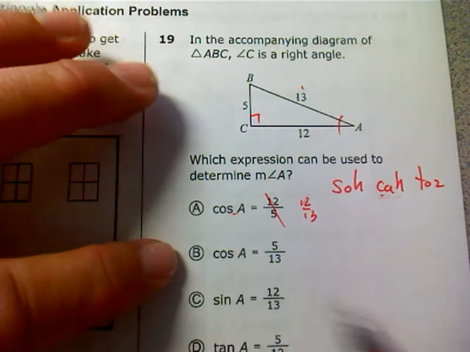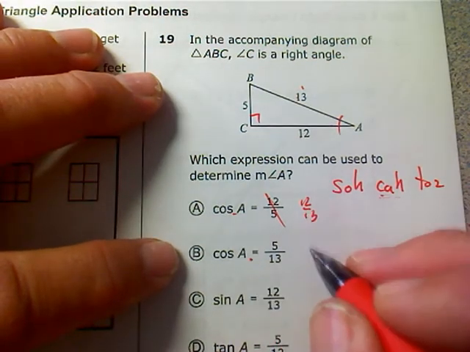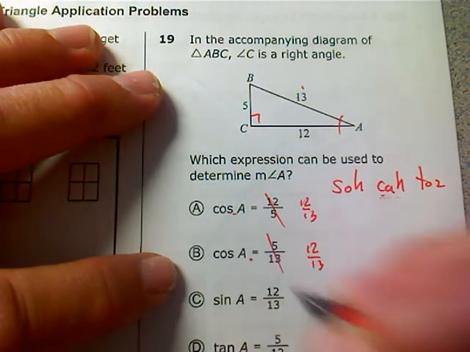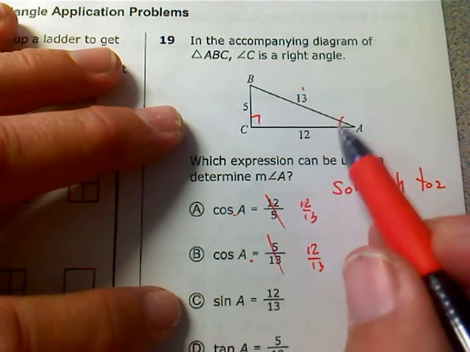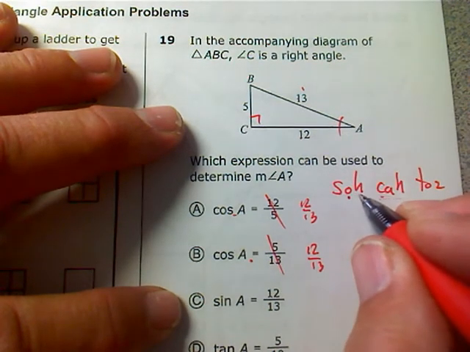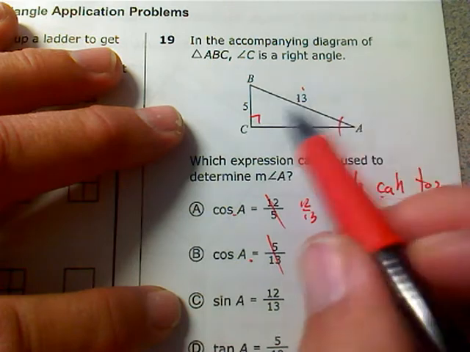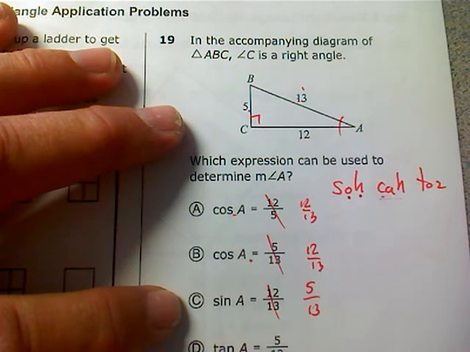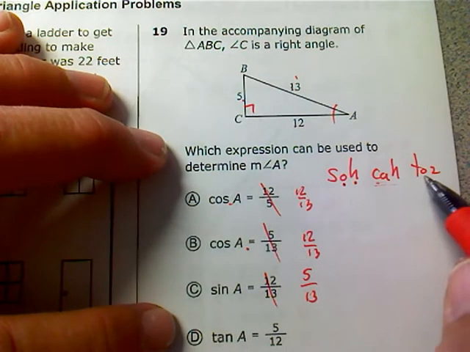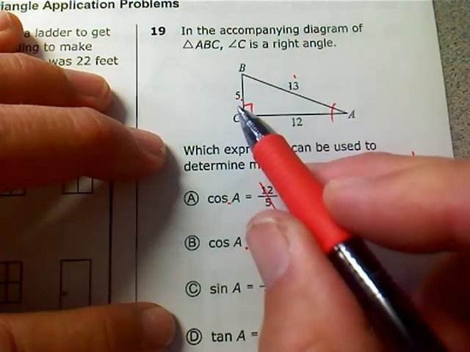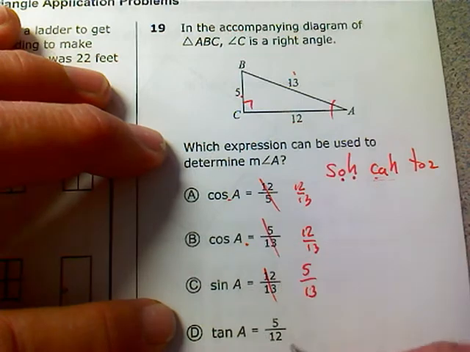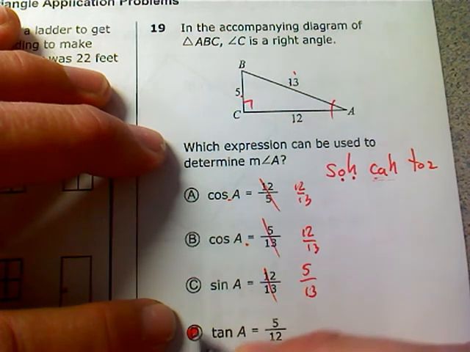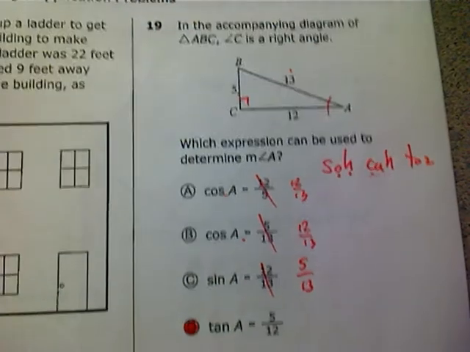That's not right. Now the sine is the opposite over hypotenuse. So that should be 5 over 13. That's not right. The tangent is opposite over adjacent. That's 5 over 12. Oh, yeah. That looks good.